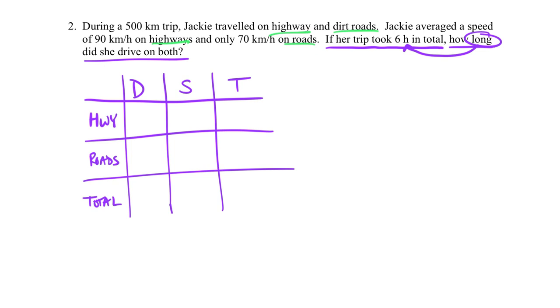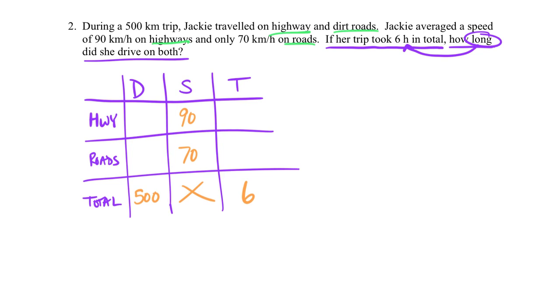Okay, we're back. So hopefully we recognize that we had a total of 500 kilometers. She drove 90 kilometers an hour on highway, 70 kilometers an hour on the roads. Her trip took a total of 6 hours. And I know total speed doesn't work that way. I don't add 90 plus 70 and say, hey, wow, on total, she was traveling 160 kilometers an hour. No, that's not the way speed works.